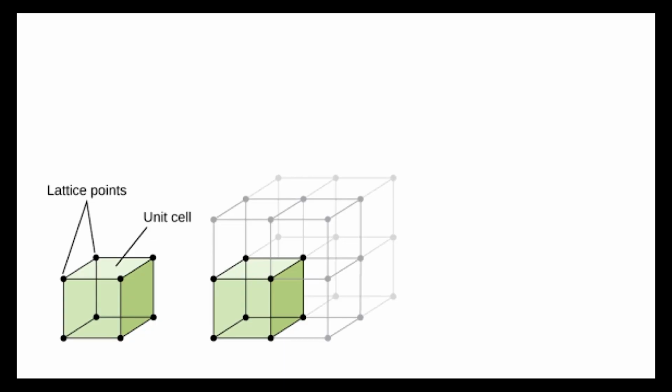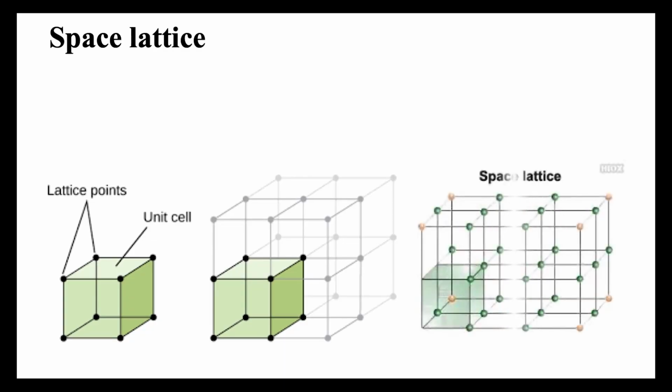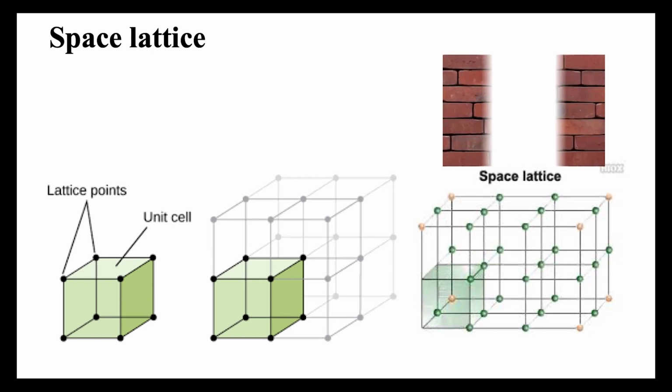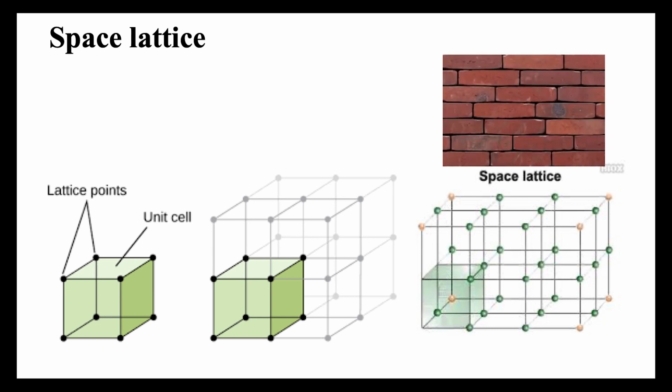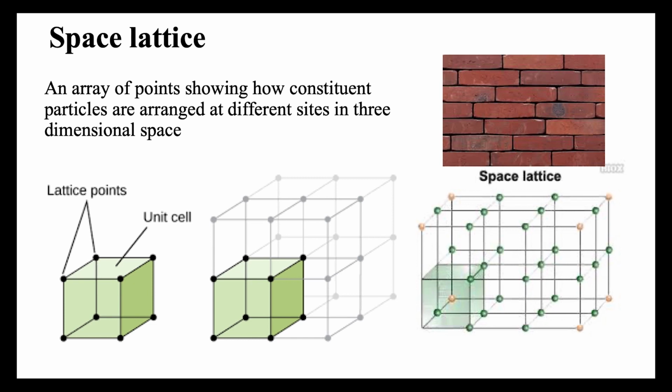Now, imagine such unit cells arranged in all the three dimensions. Now, we get a complete crystal structure which we call a space lattice or crystal lattice. This is just like arranging bricks in an ordered arrangement to build a wall. So, a space lattice is an array of points showing how the constituent particles are arranged at different sites in three-dimensional space.